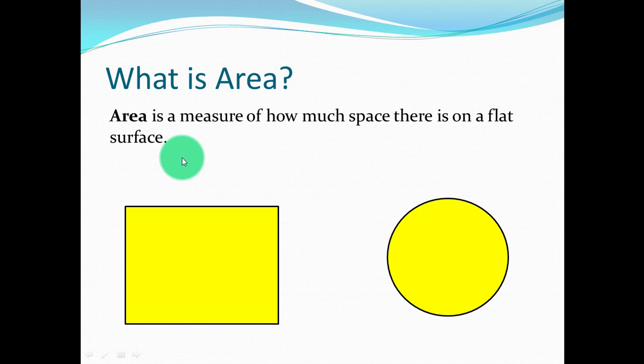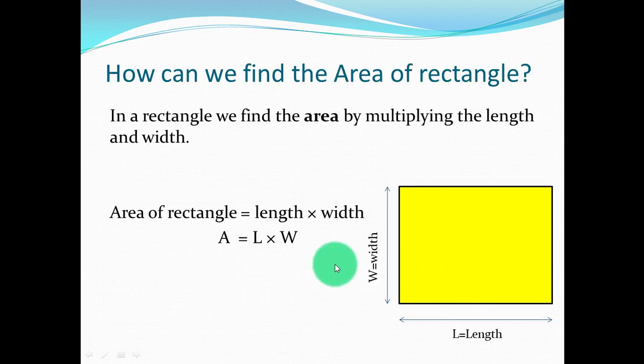In other words, we can say that area is the space enclosed by a 2D surface. For example, here we have a rectangular region whose interior is shaded yellow. It means that the region shaded by the yellow color is called its area. Similarly, this yellow region is called the area of this circle.